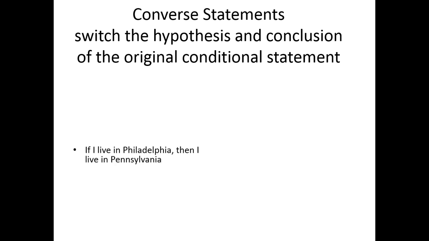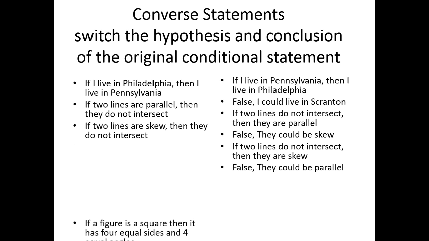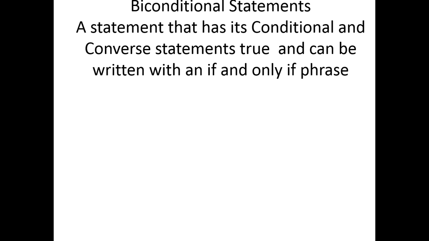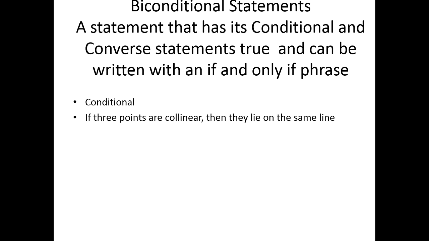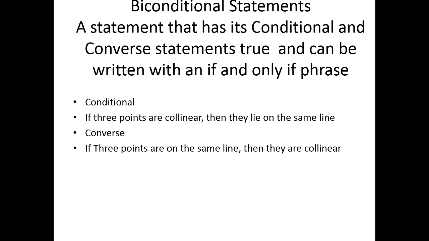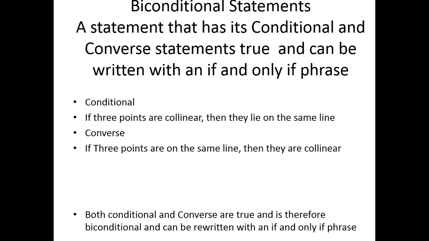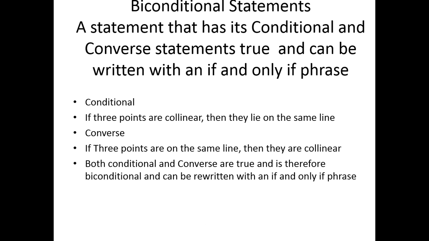Now let's look at the biconditional. We start with a conditional statement: if 3 points are collinear, then they lie on the same line. We ask ourselves, is that true? We also ask, what is the converse? The converse switches the if and the then. So the converse would be: if 3 points are on the same line, then they are collinear. And we have to ask if that is true.